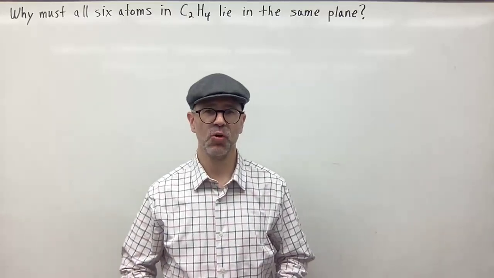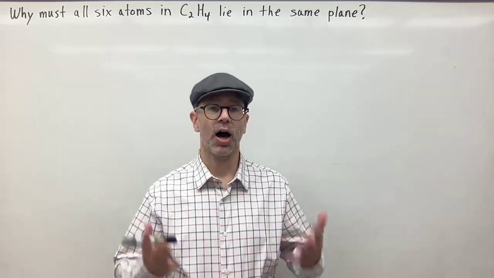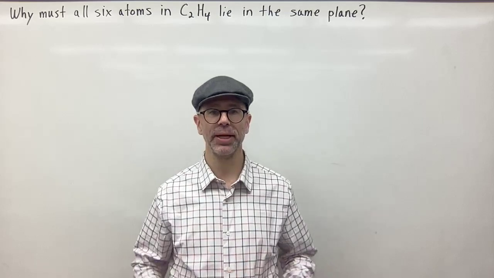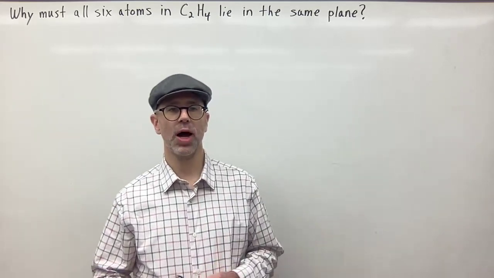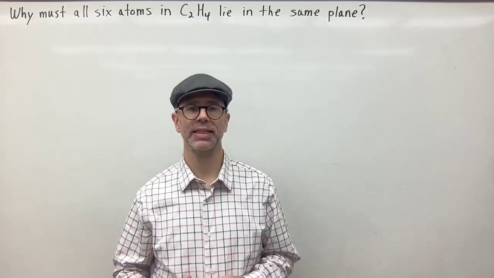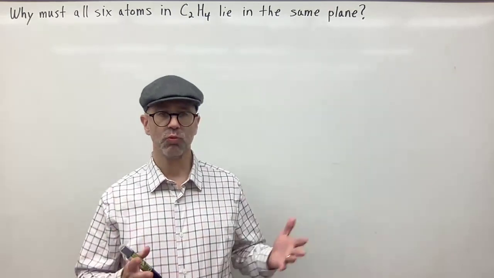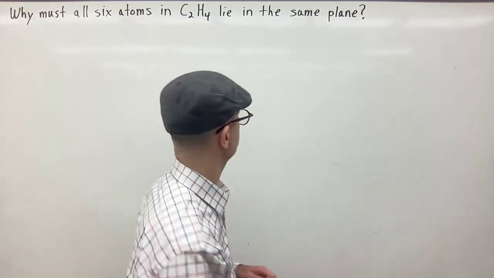My name is Mr. Kovalt, and in this video I'm going to go over how to explain why all the six atoms in a molecule are in the same plane or not. So let's get into this. In this question we're asked, why must all six atoms in C2H4 lie in the same plane? First of all, we need to write the Lewis dot structure. So let's start with that.